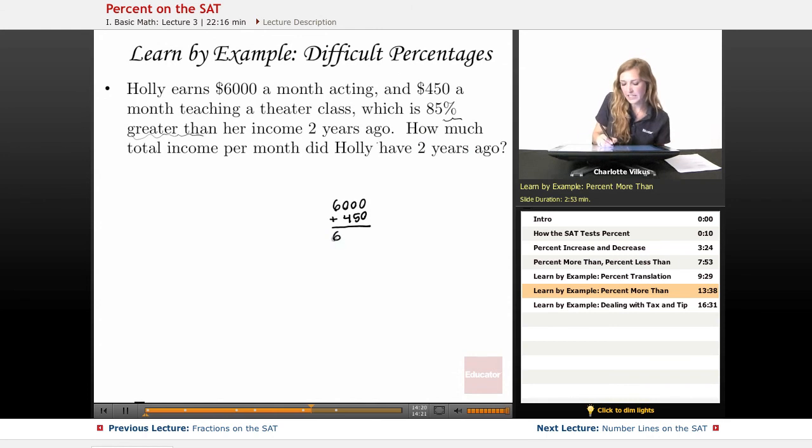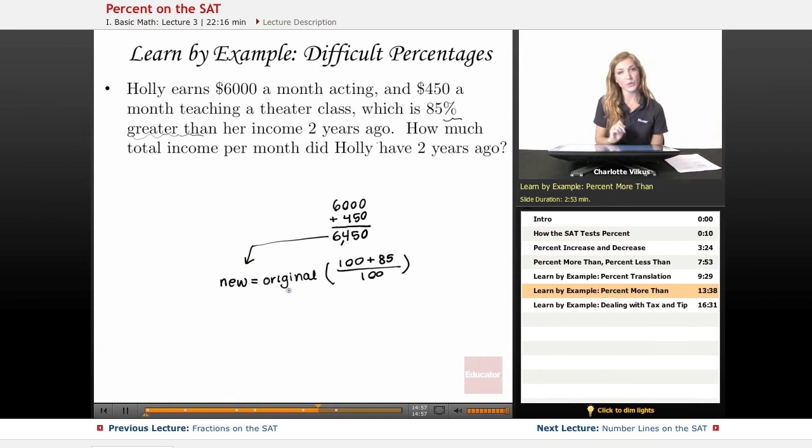So here we can quickly get her income now. It's going to be $6,450. And because we had a percent greater than problem, we want to go ahead and write down our equation for that. So we have then that the new amount is going to be equal to the original amount times 100 plus the percent greater than. So now we have 85% greater than all over 100. And our new amount we have.